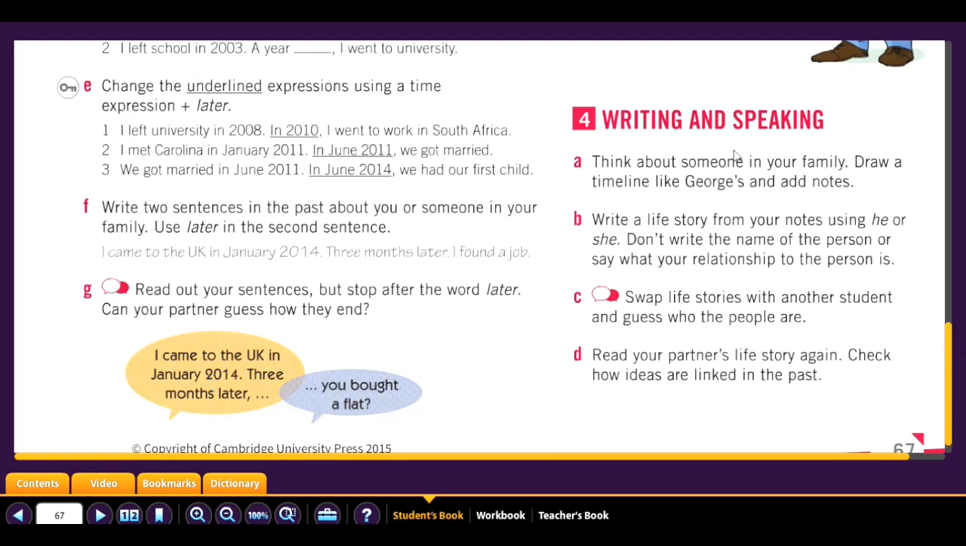We continue in writing and speaking. Think about someone in your family. Draw a timeline like George and Nat notes. Write a life story from your notes using he or she. Don't write the name of the person or say what your relation to the person is.